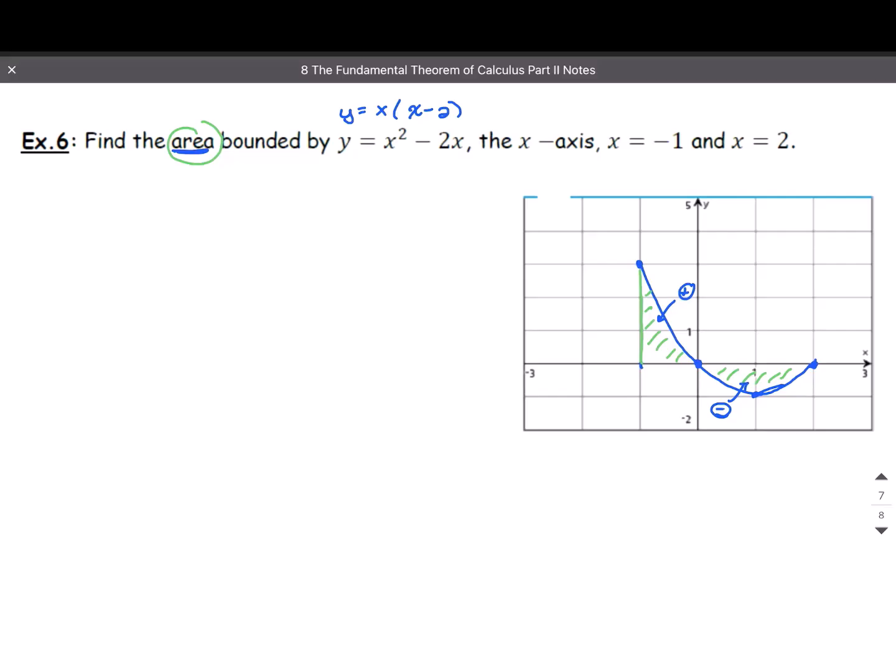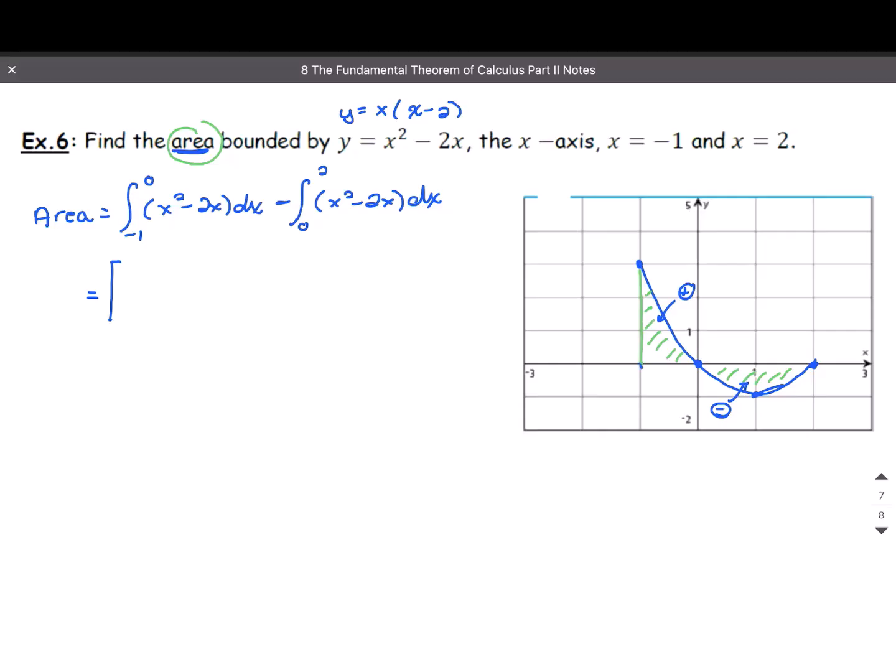So in order to do that, our area is, we can take the integral from negative 1 to 0, because that's where the function is positive or 0, of our x squared minus 2x dx, but then we have to subtract the integral of the part of the function that's below the x-axis. So the integral from 0 to 2 of x squared minus 2x dx. All right, we're ready to go.